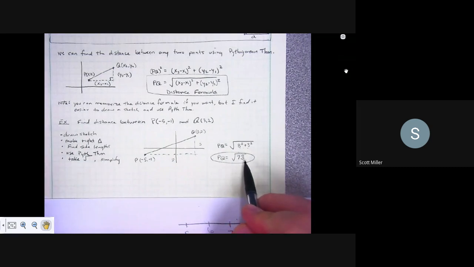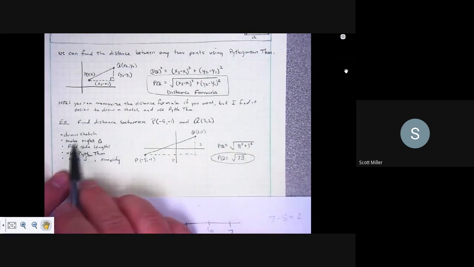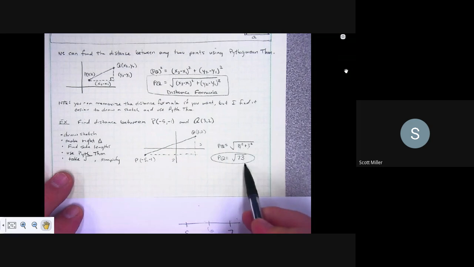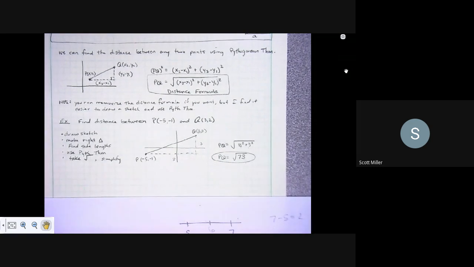if possible. Okay. Draw a sketch, make a right triangle, find the side lengths, use the Pythagorean theorem, take the square root of both sides, and simplify your radical, if possible. If you can't, then you're done. You circle it, you're done.